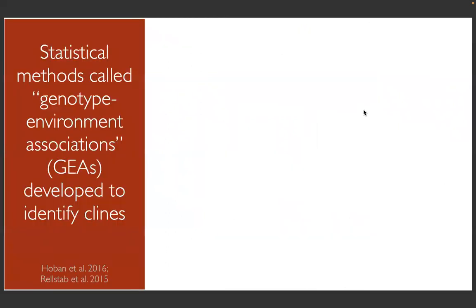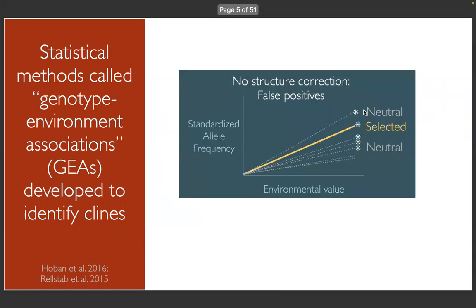As a result of this theory, statistical methods called genotype-environment associations, or GEAs, have been developed to identify clines. But we also know that neutral population structure can arise along an environmental gradient due to demographic processes, and that if we don't correct for this structure, we will get false positives when we look for clines across the genome, as shown here with these stars.